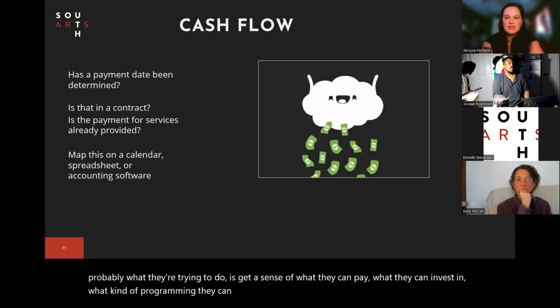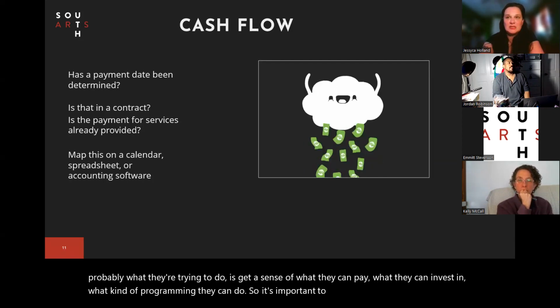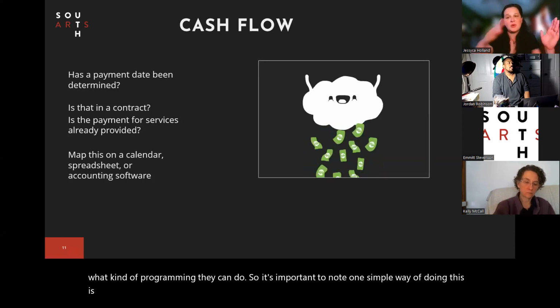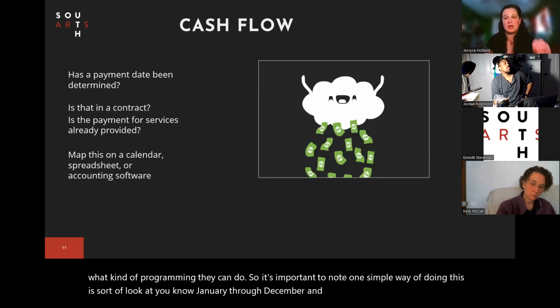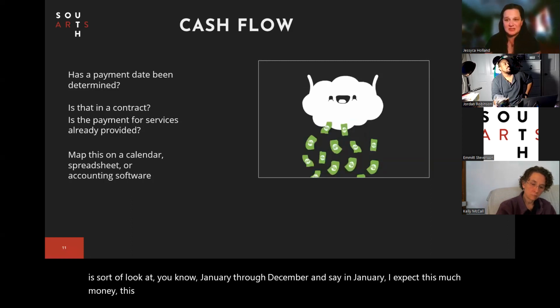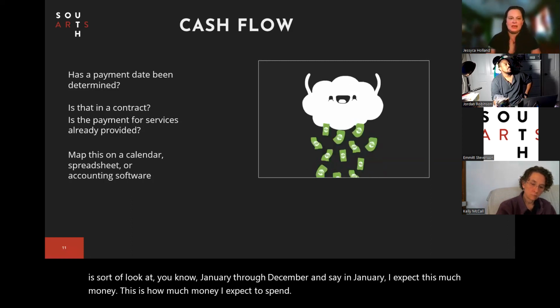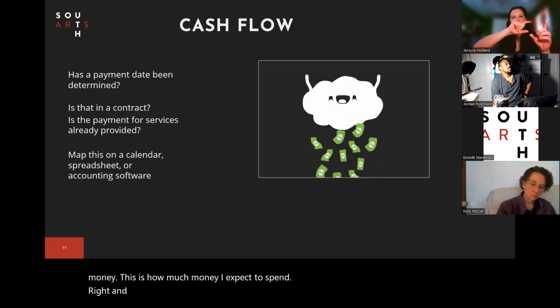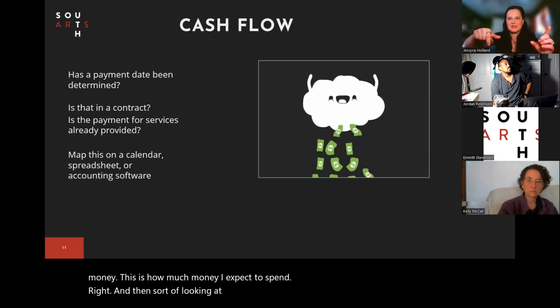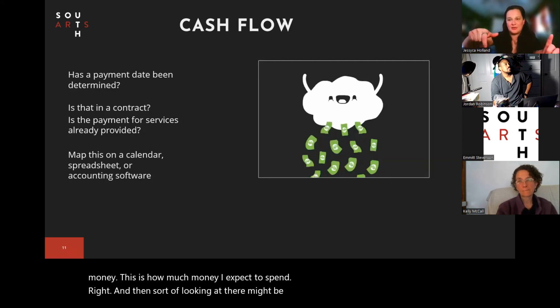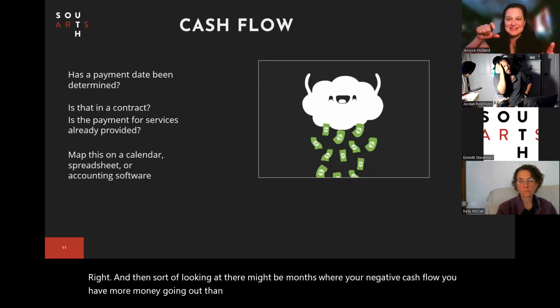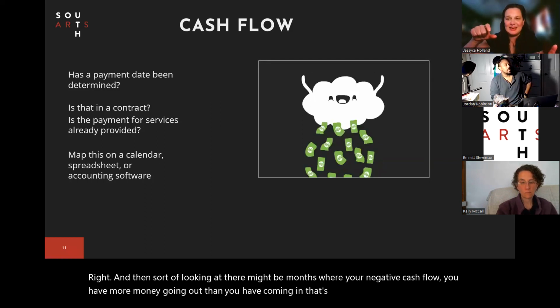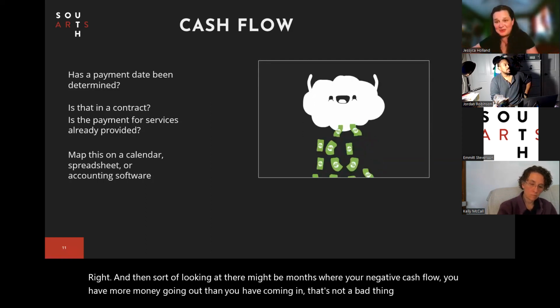So it's important to know. One simple way of doing this is to look at January through December and say, in January, I expect this much money. This is how much money I expect to spend, right? And then there might be months where you're negative cash flow. You have more money going out than coming in. That's not a bad thing, not unless it is continuous, right?